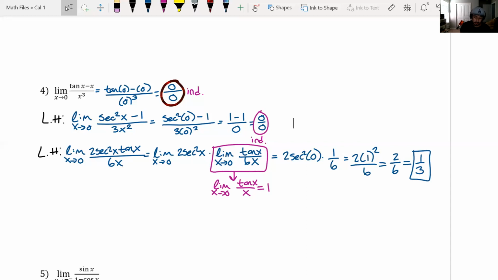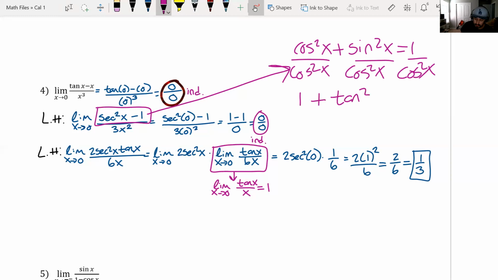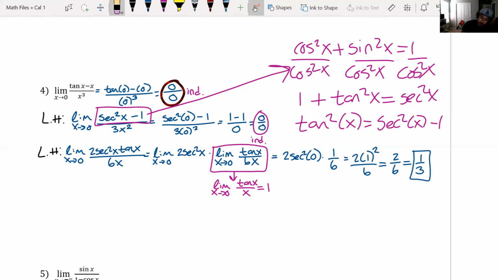So one way we could have fixed this already is remember the identity. So I'll go here. If I have cosine squared x plus sine squared x equal to 1, if I divide everything by cosine squared, this becomes 1 plus tangent squared x equals secant squared x. And if I move that 1 over, I get tangent squared x equal to secant squared x minus 1. So with that being said, that's all I really want to keep.